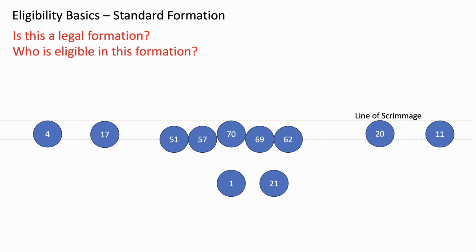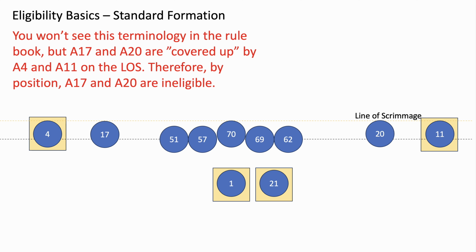And so just a quick little knowledge check. In looking at this formation, who is eligible in this formation to touch a legal forward pass? And in this case, it's only 4 players on the offense. The 2 players that are on the end of the line of scrimmage, and the 2 backs, A1 and A21, that are highlighted here. A17 and A20 are what we refer to as covered up.